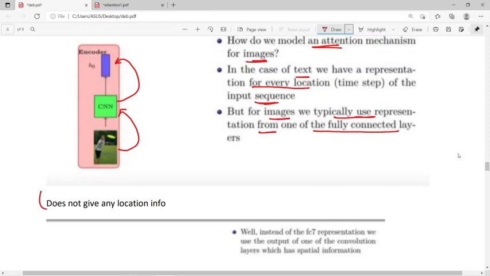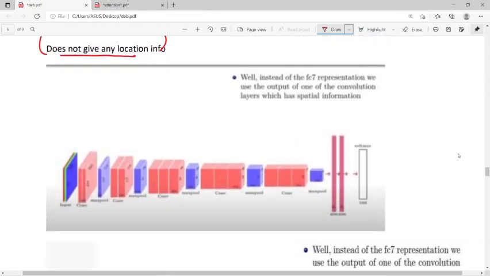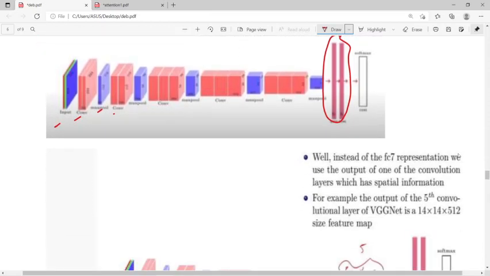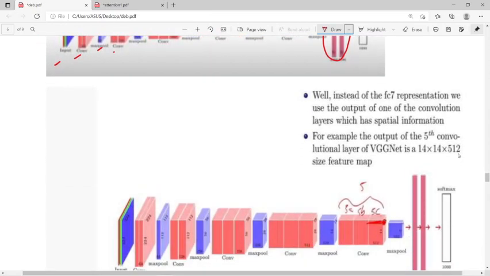That means the image does not give any location information, because that location information we have to read. If we use the convolutional neural network, the problem will occur at that particular layer. That is a densely connected layer, and you don't have the location information. That means we have to extract the attention, and that is written here: VGG net is used, and a 14×14×512 size feature map is used.